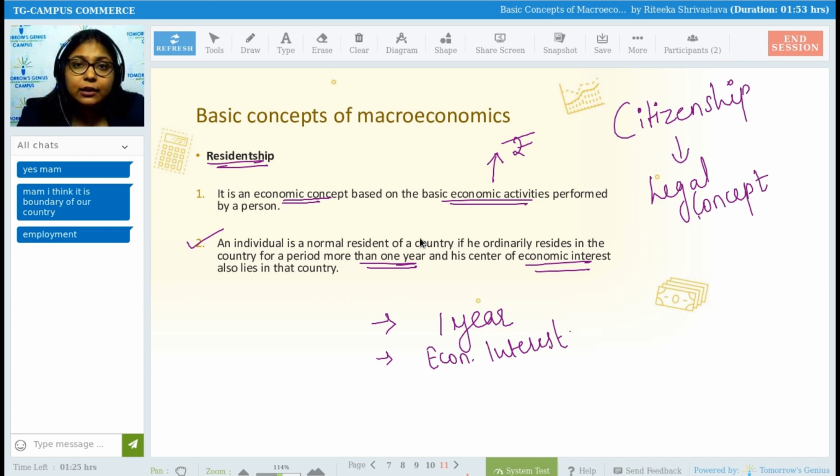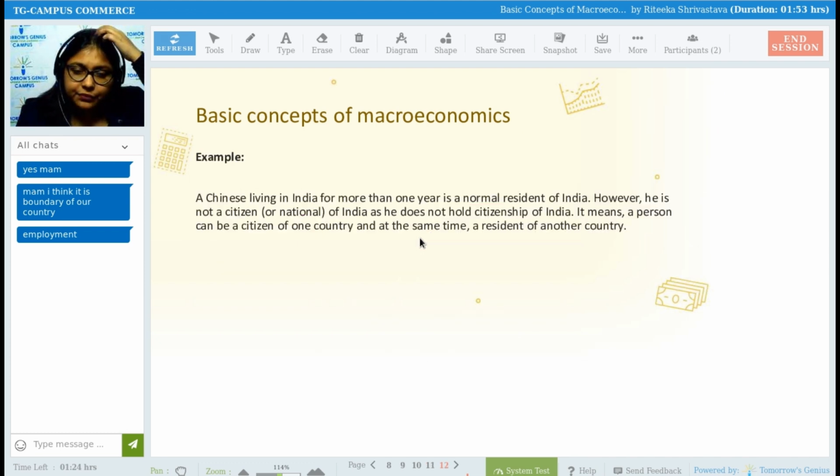So citizenship is a legal concept. Why is it a legal concept? Because the approval is going to come from government authorities, government officials. But residentship completely depends upon the economic activity performed by an individual. So who can be the resident of the country? Any person who stays in the country for more than a year and whose economic interest also lies in our country will be called a resident of the country.